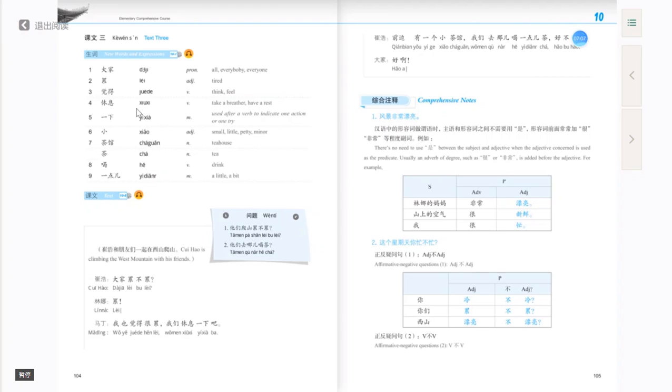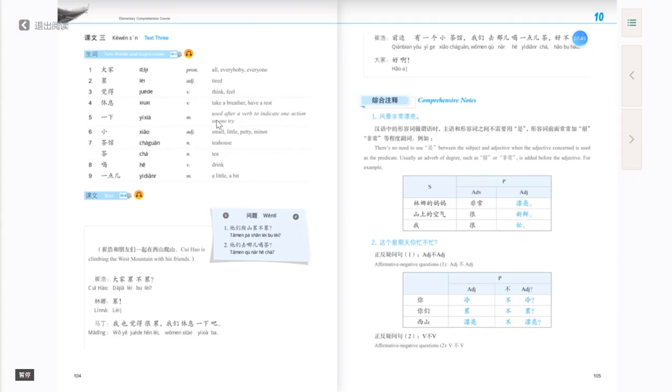Okay. And next one, 休息, take a breath, have a rest. 你想休息吗? Do you want to take a rest? And next one is an important expression, okay? 一下. In spoken Chinese, we usually say 一下, like 休息一下.